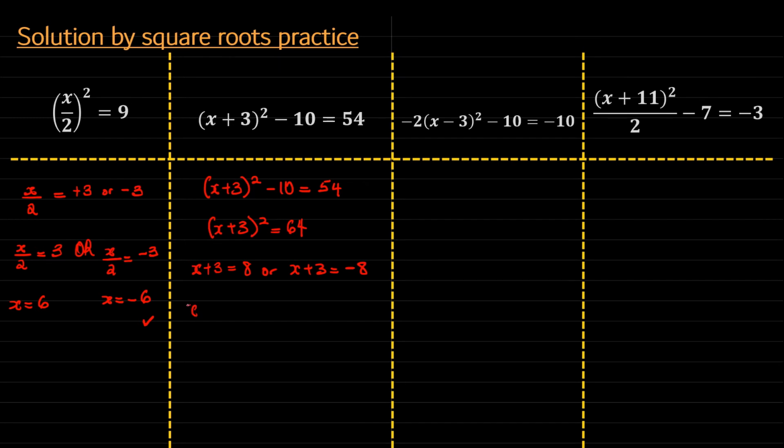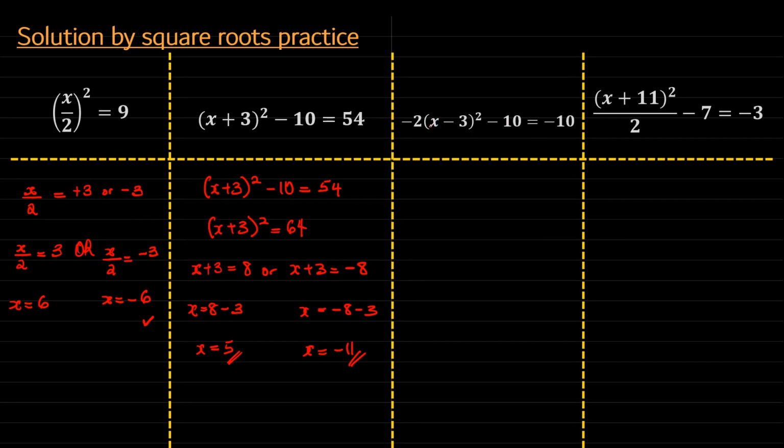Solving this, I would have x is equal to 8 minus 3, so x is equal to 5. On the other hand, I would have x is equal to minus 8 minus 3, so x can also be negative 11. So these are the two solutions. These are the two values for x that if we plug into this, we would get 54. Both sides of the equation will be balanced. Okay, the next one is this.